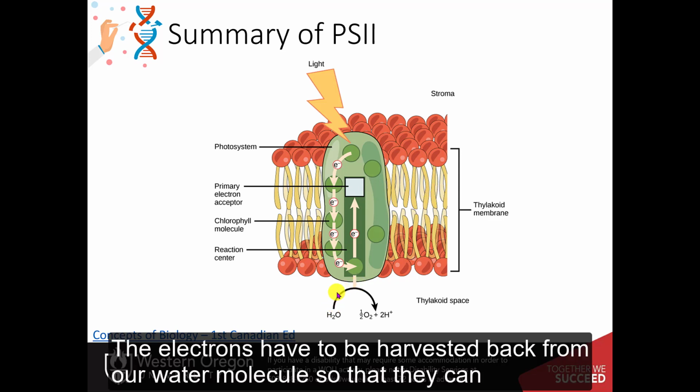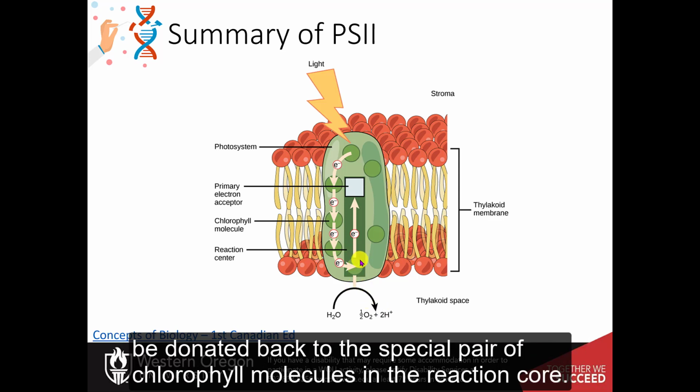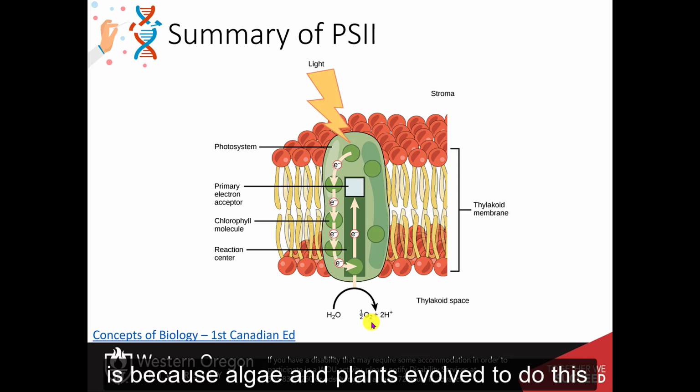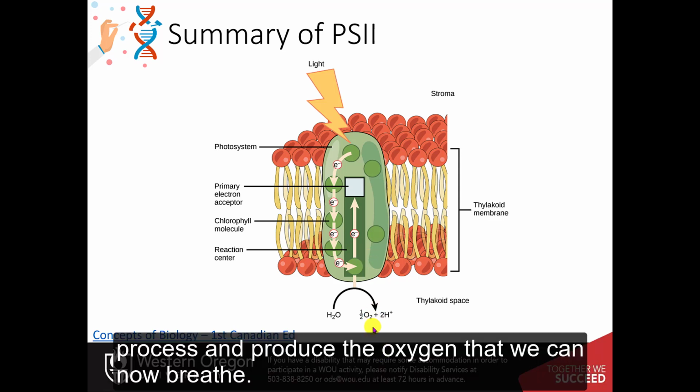The electrons have to be harvested back from our water molecule so that they can be donated back to the special pair of chlorophyll molecules in the reaction core. And a byproduct of this, thankfully, is oxygen, and that's the whole reason we exist, is because algae and plants evolved to do this process and produce the oxygen that we can now breathe.